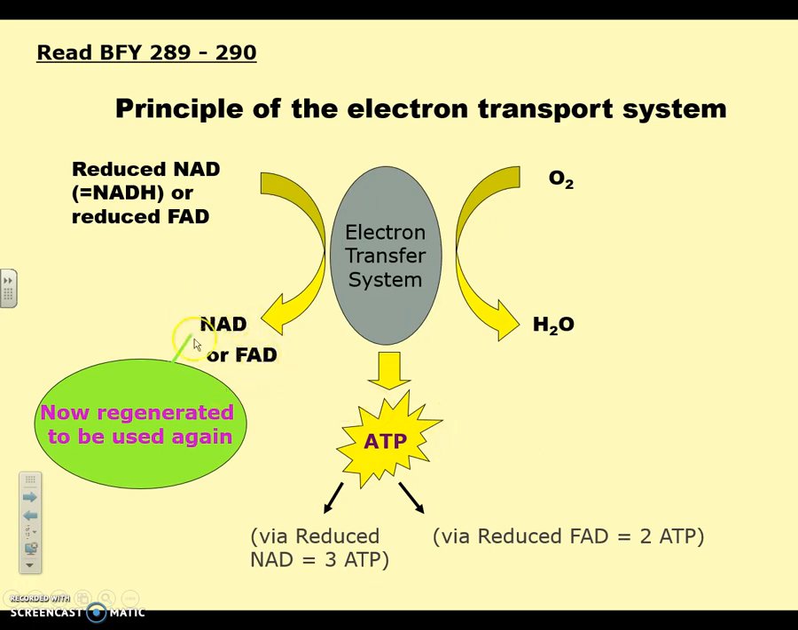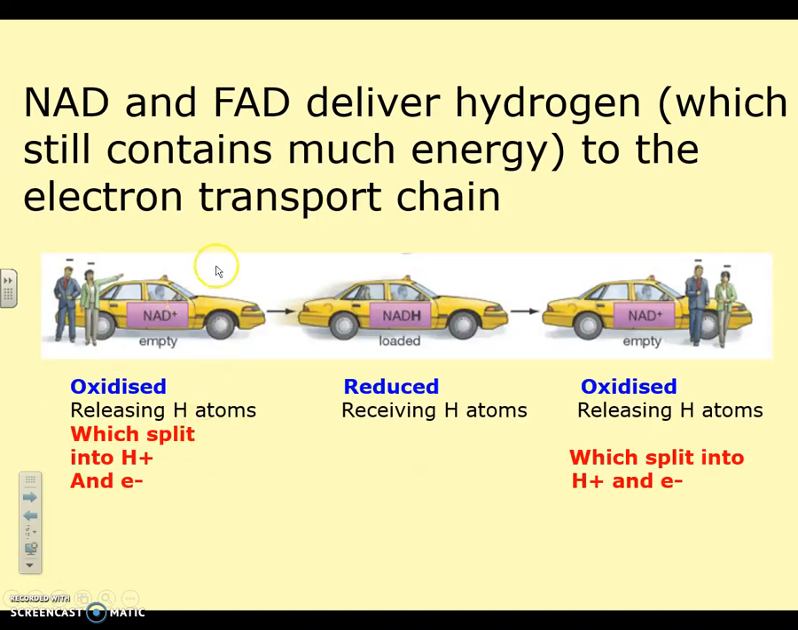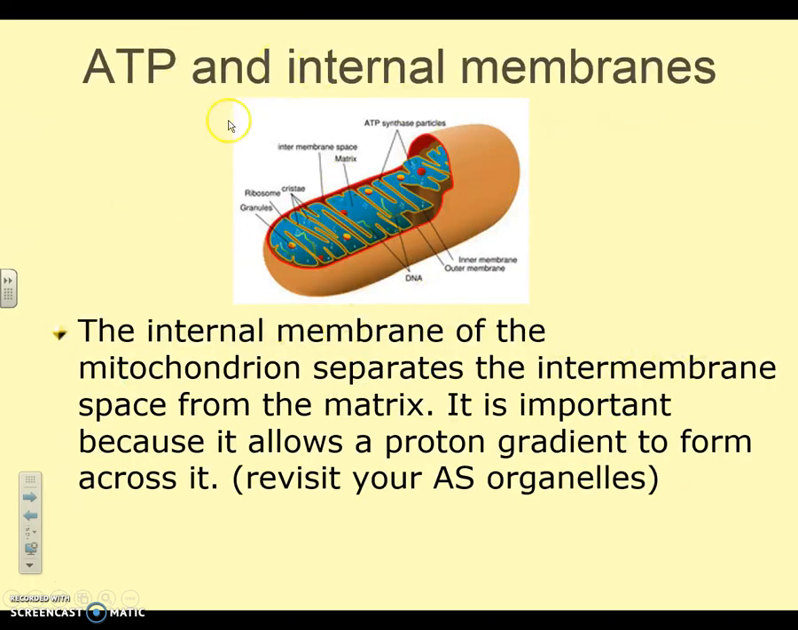These, once they're reformed as NAD and FAD, go back into the matrix, maybe back into the cytoplasm, but they're going to rejoin all of those other stages of respiration where they are required, like glycolysis, link, and Krebs. The idea is that NAD, or FAD in fact, act as carriers. They can take on board high energy electrons, loading themselves up with energy effectively, which they can then deliver to the electron transport chain.